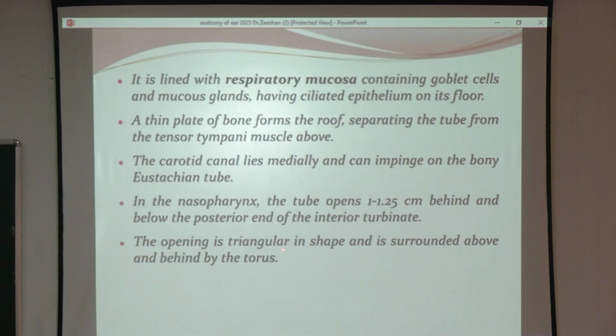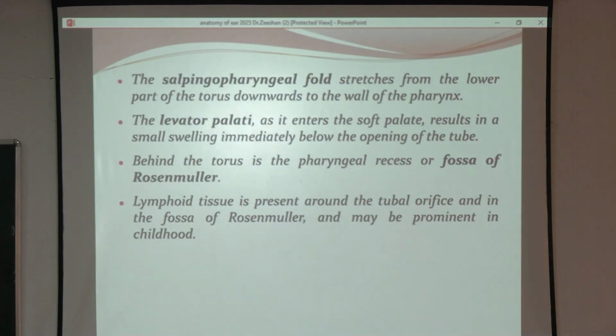ठीक है, torus tubaris. The salpingopharyngeal fold stretches from the lower part of the torus downwards to the wall of the pharynx. The levator palati, as it enters the soft palate, results in small swelling immediately below the opening of the tube. Behind the torus is the pharyngeal recess, or called as the fossa of Rosenmuller.